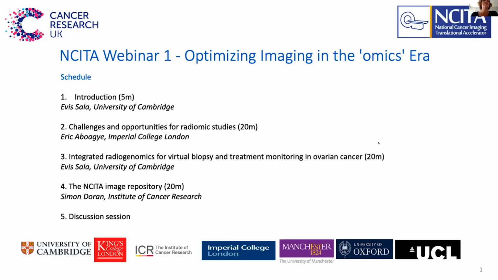Today is our first webinar entitled Optimizing Imaging in the Omics Era. I'm sure you all know that NCITA stands for the National Cancer Imaging Translational Award. And really the main goal of NCITA is bringing the research together, moving from the silos of a single center to a more collaborative approach where the effort is brought together to actually translate from one center to another and ultimately to the broader community. We have a series of 3 talks today.